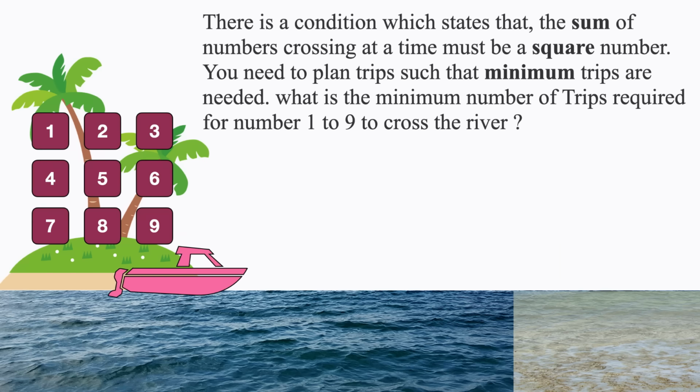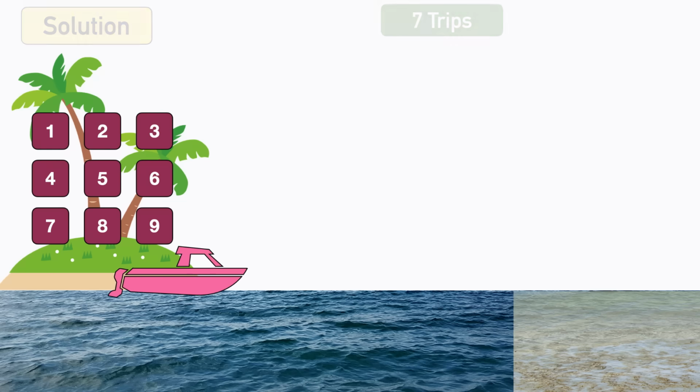Let me explain the solution now. The answer to this puzzle is we need only 7 trips to send all digits across the river. Let me elaborate the solution now.